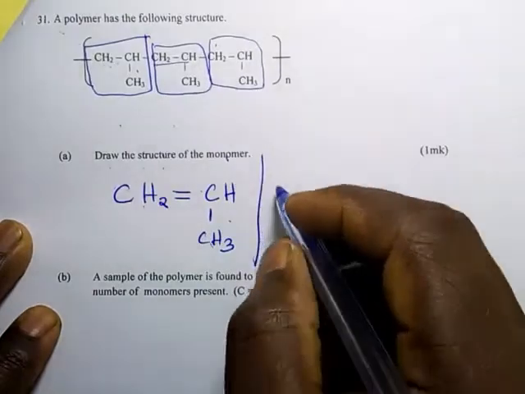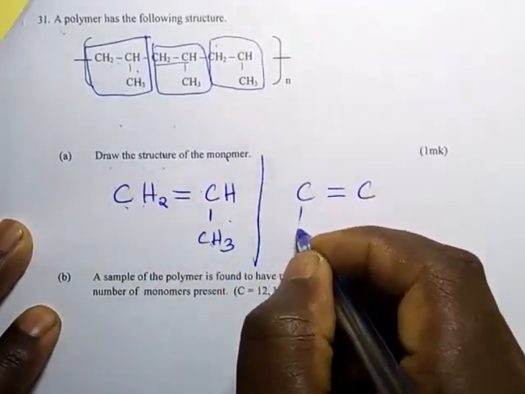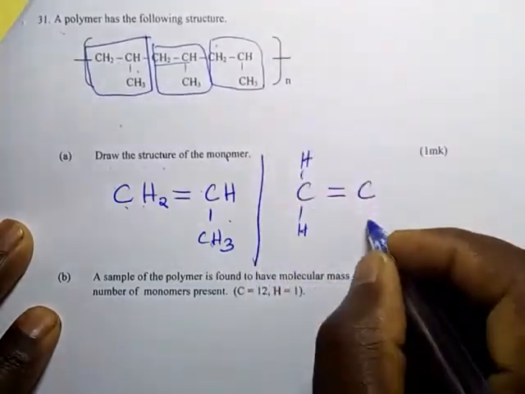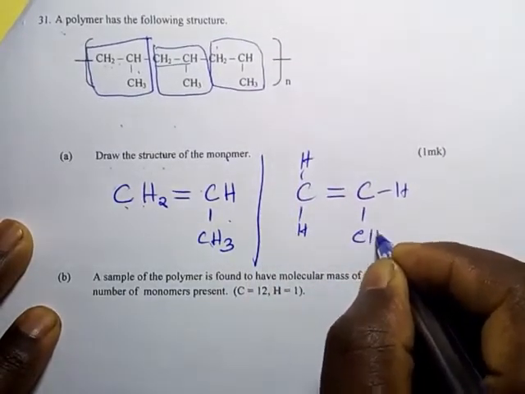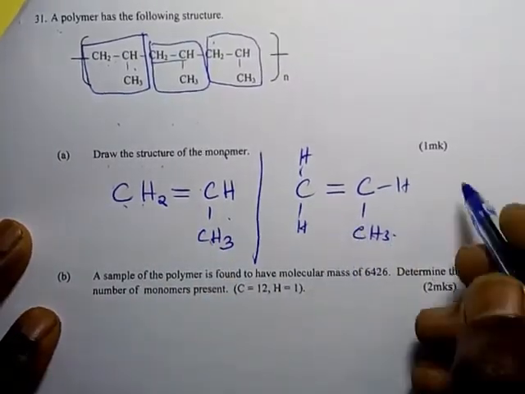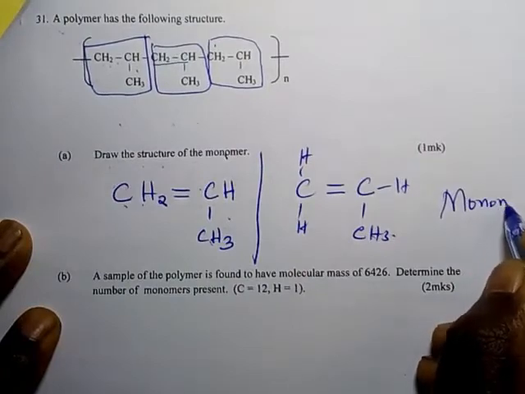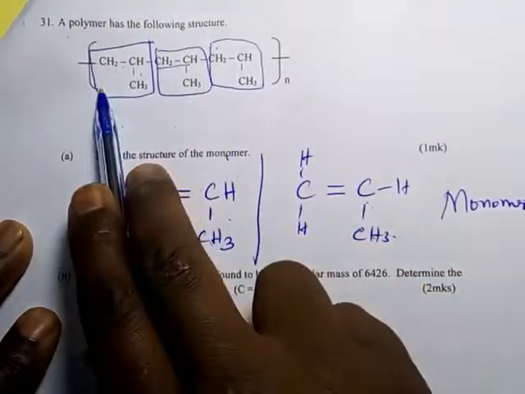You can also write it as this: carbon, double bond carbon, one hydrogen, then CH3. This is the same as this one. So this is what we call a monomer. So a monomer plus another monomer, we form a polymer.